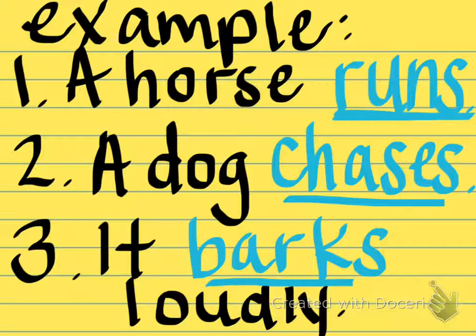A dog chases. It barks loudly. All of the subjects in these examples, the horse, a dog, or it, are singular, so we know that our verb must end in s or es.